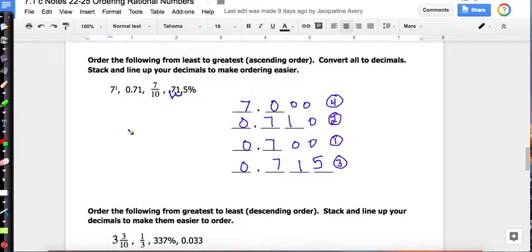Now when you write your final order, we're not going to write them all as decimals. We're going to write what we originally had. So this one was the smallest, so we had the third one, so we're going to start with 7 tenths, followed by this one, which was the second one, 71 hundredths, followed by 71.5%, and then last 7 to the first power. And I'm going to box it in.